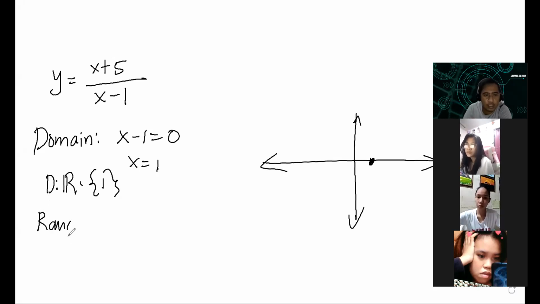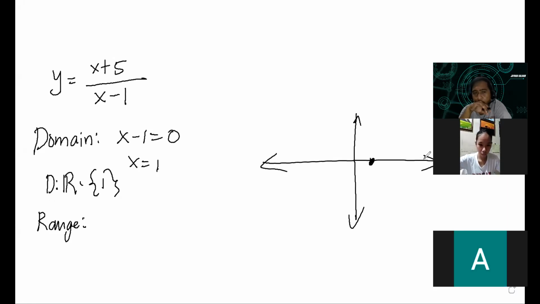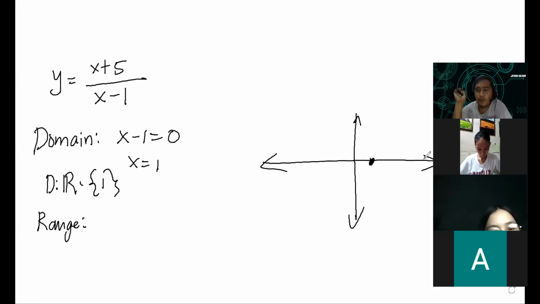How to solve the range? Anyone can tell me? Solve for x in terms of y. Very good. You will be solving for x in terms of y. And how to do it? You may cross multiply here, right? So you may multiply them.